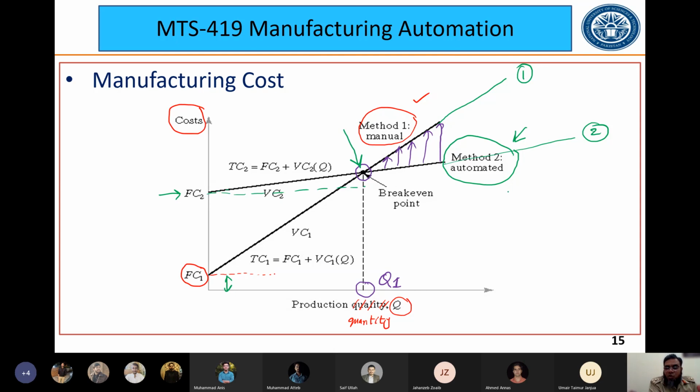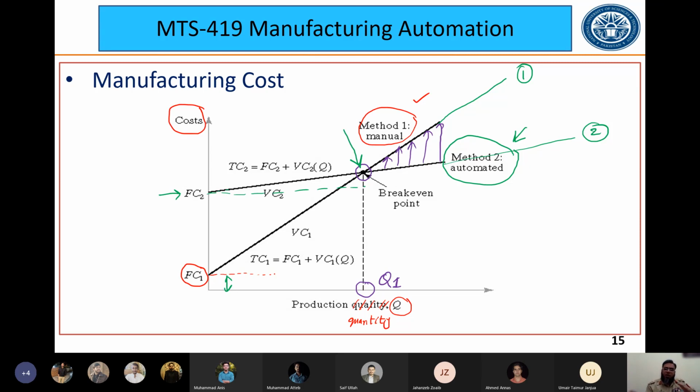So now what I want you to understand from here is, let's see if Q1 is the quantity at which we are achieving a break-even point. That Q1 is a quantity produced which gives us a break-even point whether I use the manual method or the automated method. So you see further, above this Q1 quantity, whatever quantity you make, that is going to give you the profit.